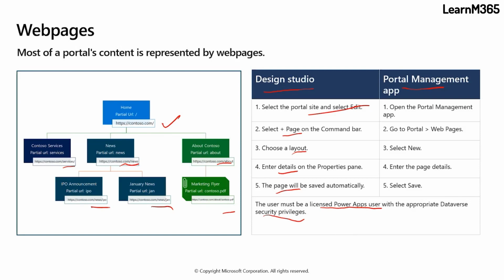Now, if we talk about the portal management app, you can open the portal management app, go to the web pages, then select new, enter the page details and save. This way you can create a new page. So these are the two ways to work with your web pages. I hope it is clear.